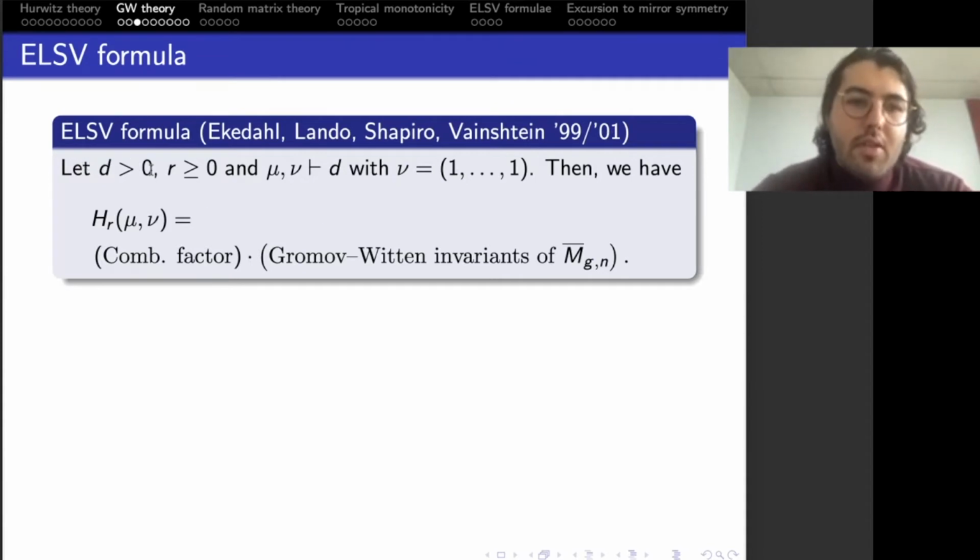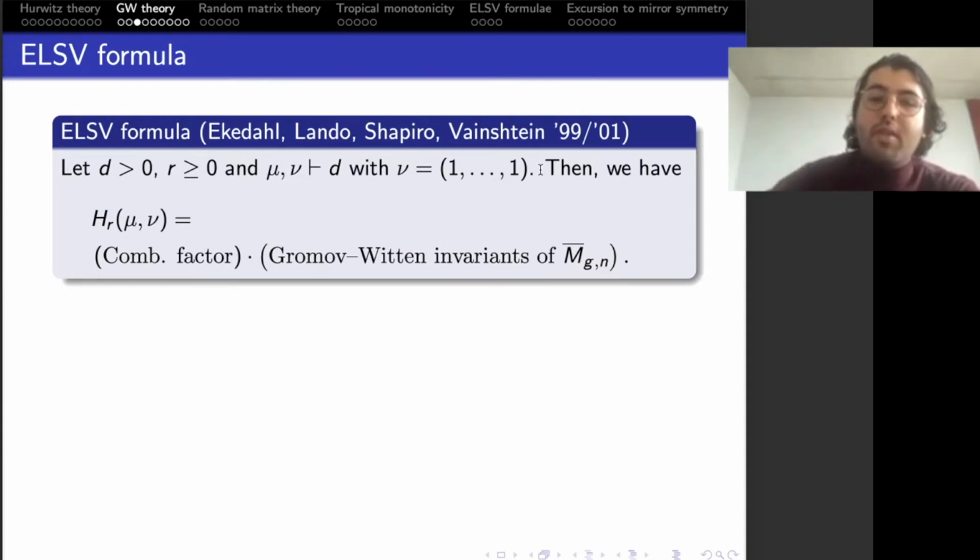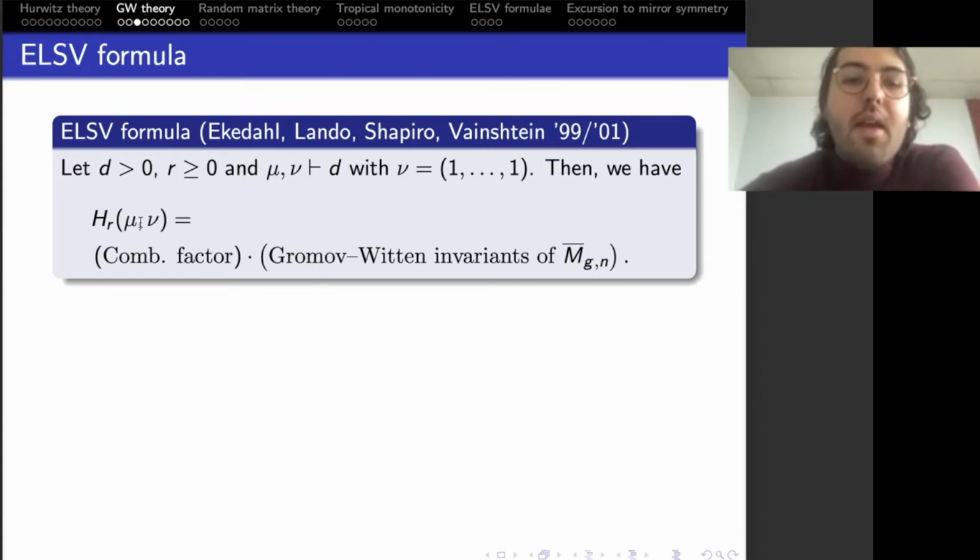So let D be a positive integer once again, R be a non-negative integer, and we take two partitions of D, where the second partition in this case is trivial. So we fix that the ramification profile of infinity is simply trivial. So in other words, infinity is unramified in the double Hurwitz number. And then Ekedahl, Lando, Shapiro, and Vainshtein proved that the double Hurwitz numbers for this case, where nu is trivial, are equal to a certain combinatorial factor, which only depends on mu, times certain Gromov-Witten invariants of the moduli space of genus g curves with n marked points. So this is of course one of the most studied moduli spaces in algebraic geometry.